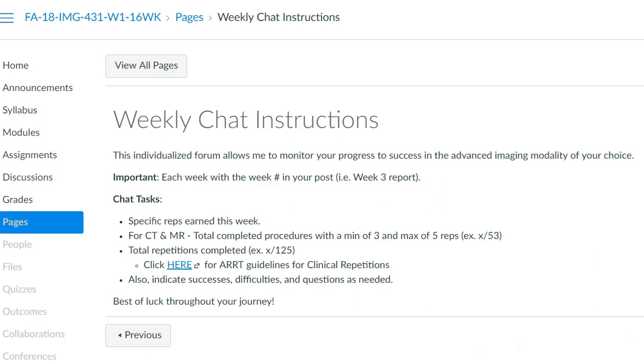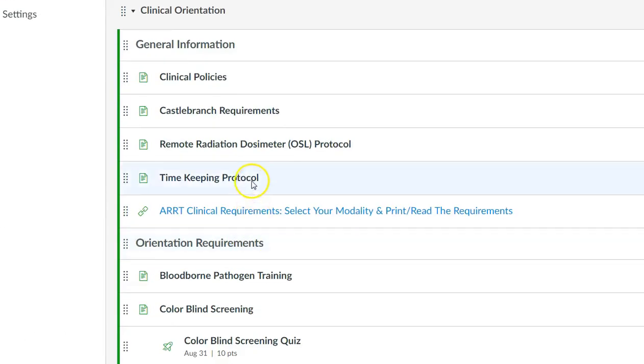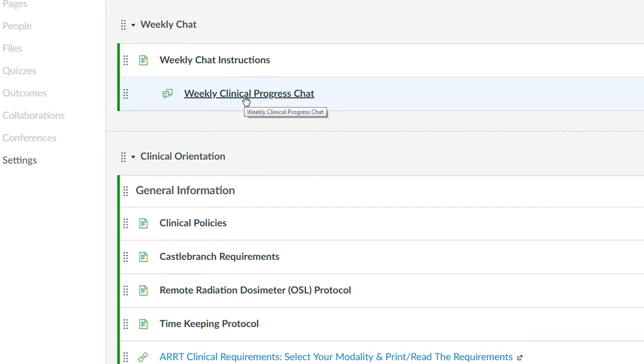Additionally then, so that's the general instructions. Those weekly chats are all set up to be private between yourself and the instructor. So that's at least how they're initially default set.